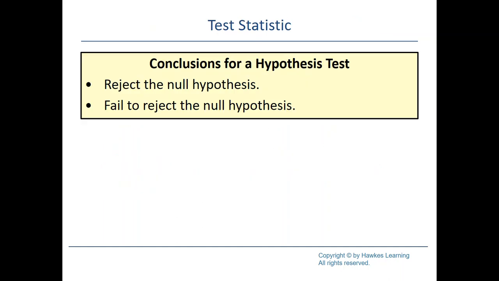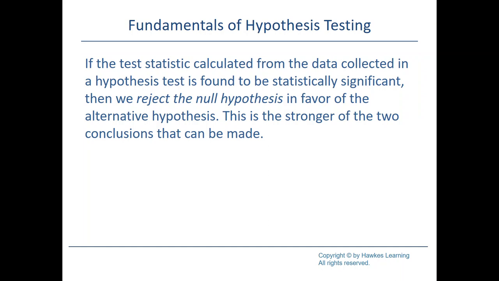Now, there's only two conclusions that can be made. You either reject the null or you fail to reject it. Those are the only two options that you can tell me. Reject the null or fail to reject the null. Now, what do we mean by this? Well, if the test statistic calculated from the data collected is found to be statistically significant, then we reject the null hypothesis in favor of the alternative, meaning that there's enough evidence that we're outside that zone.